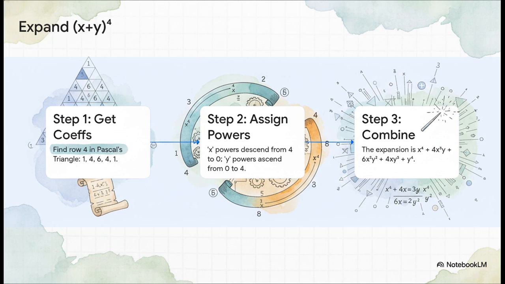Step 1. We just go to the row that starts with a 4, that's our n, and grab the numbers. We get 1, 4, 6, 4, 1. Step 2, we handle the variables. The x power starts high, at 4, and counts down to 0. The y power does the opposite. It starts at 0 and climbs up to 4. Step 3, you just put it all together, and boom, that's the full correct expansion. No long multiplication needed at all.